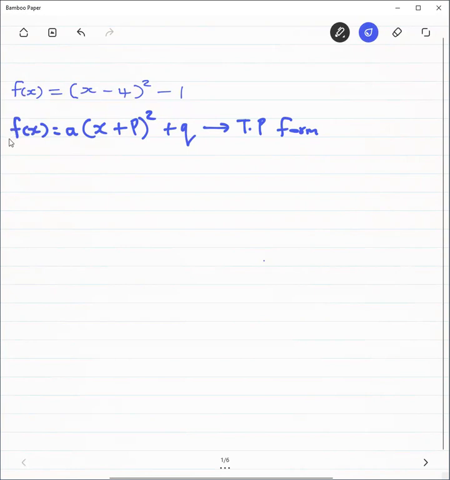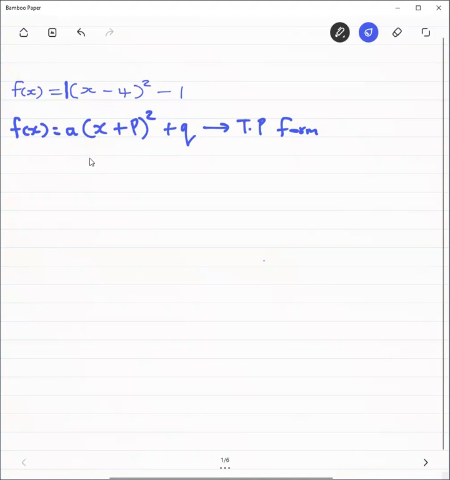In order to align this graph to that one, I see f(x) equals a. If there's nothing here, it means there's a 1. It means your a is positive 1, basically, right? Then that is aligned to that. Then that is aligned to that. And then the squares are also aligned. Then the negative 1 is aligned to q.